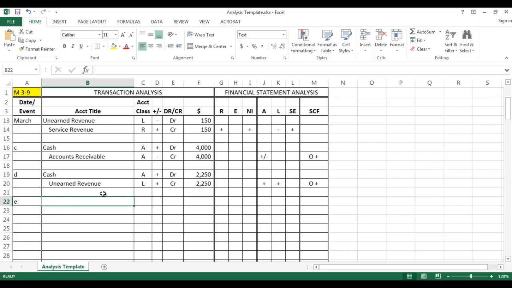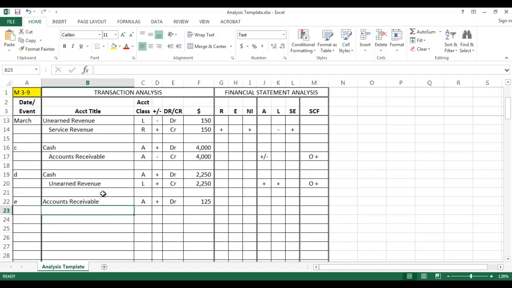Letter E says that Swinghard bills a customer $125 for services provided between February 25th and 28th. The bill is to be paid in March, so we're not collecting any cash. However, the customer owes us $125. So we'll book an asset, accounts receivable, for that $125. And this $125 is for services we've just provided.